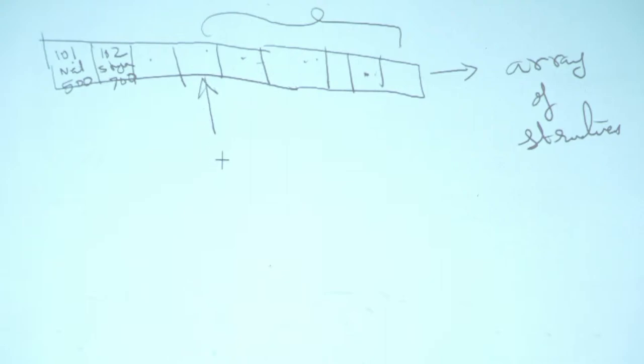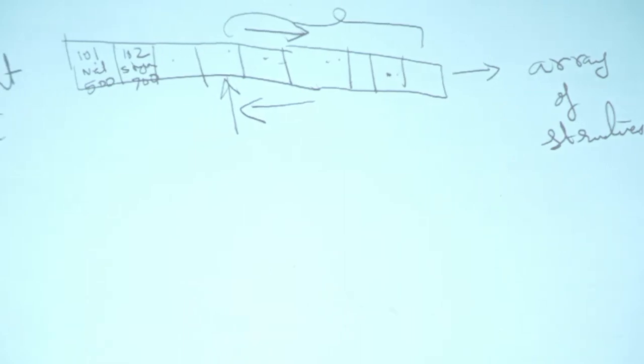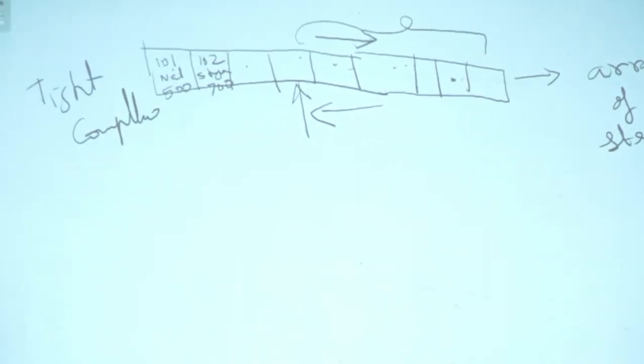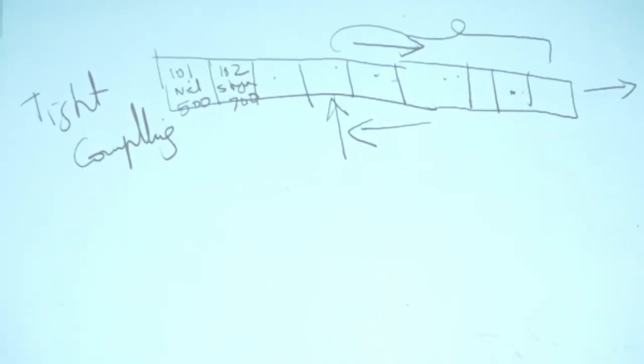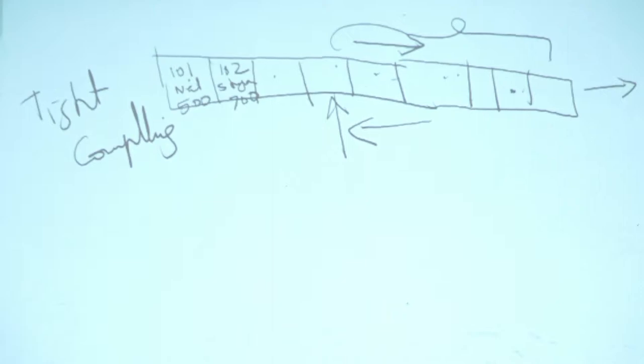Similarly, if I have to delete this guy, either that means while inserting, I have to push all these guys here, or by deleting, I have to push all these guys to the left. That is pain. This is called tight coupling. Tight coupling means they are all very closely connected to each other, like next, next, next.